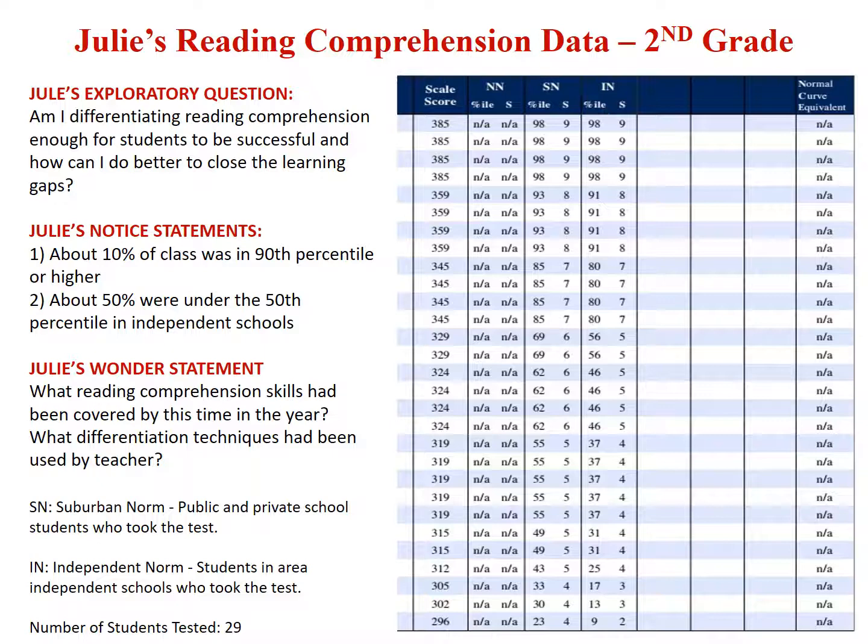Julie's exploratory question based on her data was, am I differentiating reading comprehension enough for students to be successful? And how can I do better to close the learning gaps? Her notice statements, what she noticed about her data, was that about 10% of her class was in the 90th percentile or higher, and about 50% were under the 50th percentile in independent school. And Julie wondered what reading comprehension skills had been covered by this time of year and what differentiation techniques had been used by the teachers of the other second grade students.